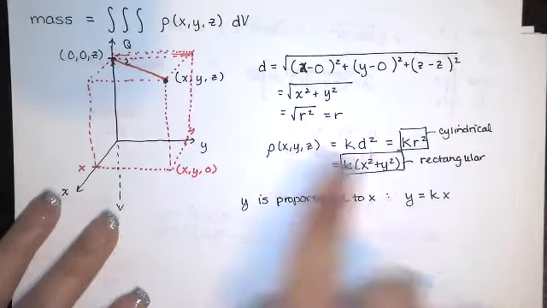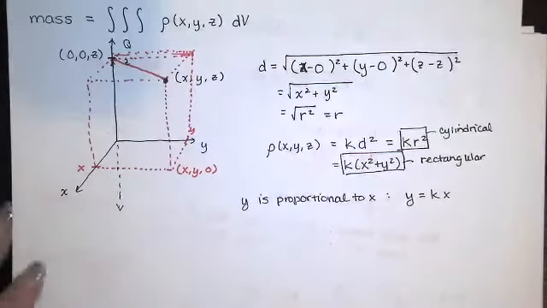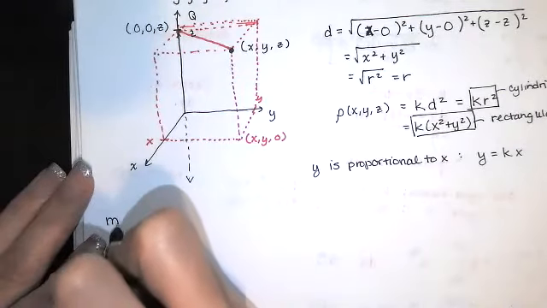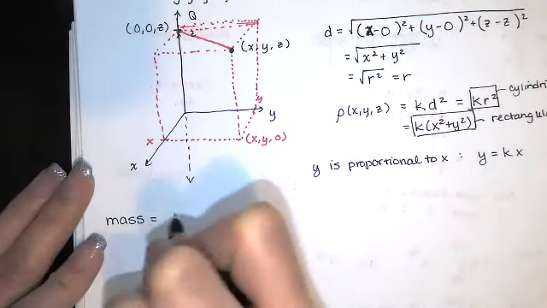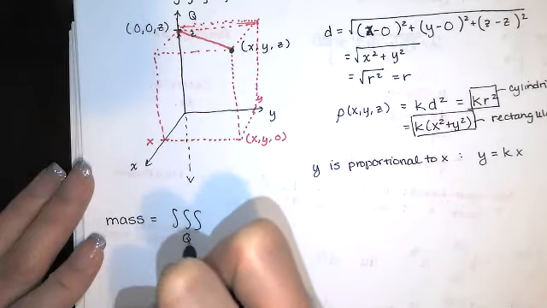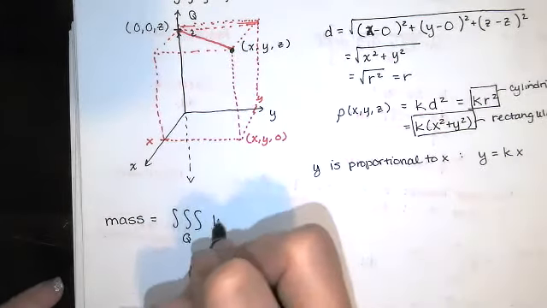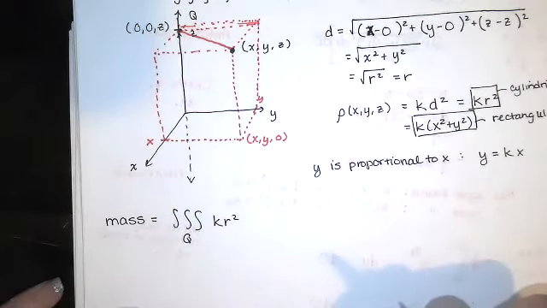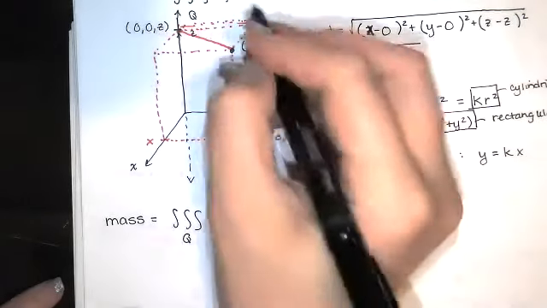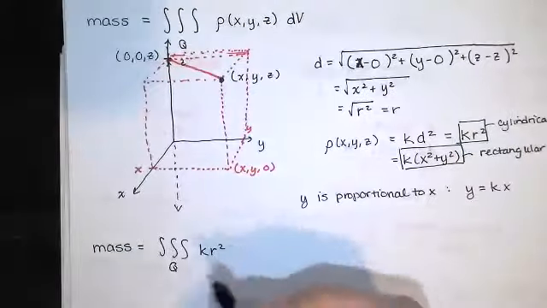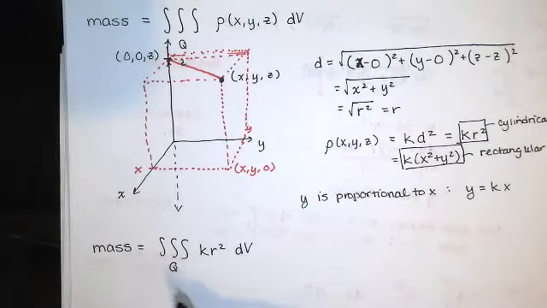Okay, so now we've got a function to integrate. That's our integrand. So our mass is the triple integral over Q of the density, which we just found. We're going to go to cylindrical coordinates. I know that, so I'll call that kr squared, density times dV. Now, in order to evaluate this integral for mass, we just need to find a way to describe the solid region Q. And we need limits of integration, and then we'll just integrate from here.